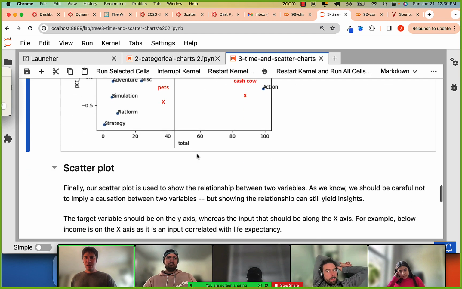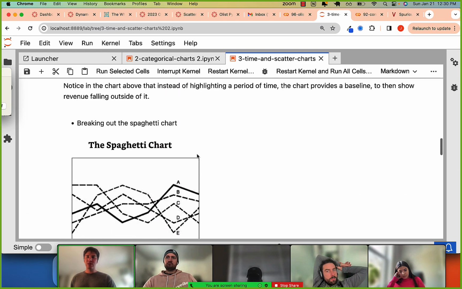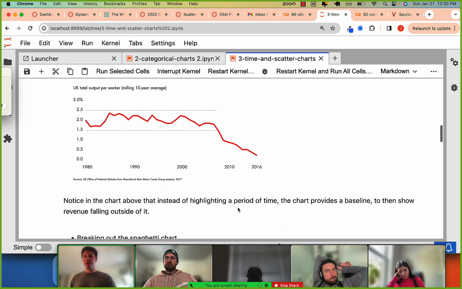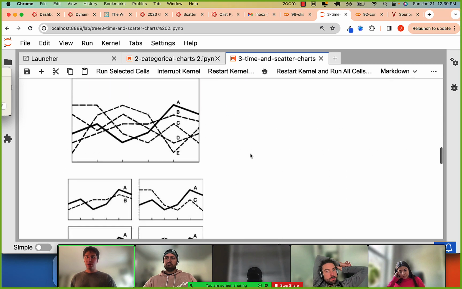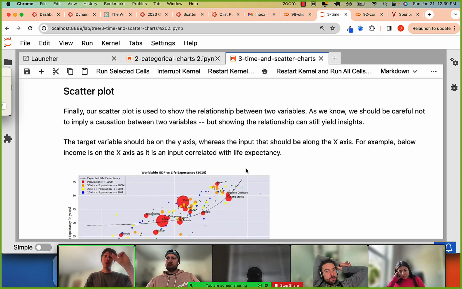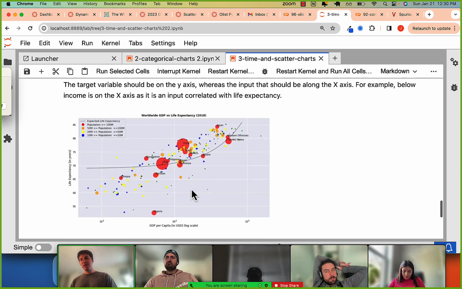So we covered showing time, right? And that's showing sales over time or any kind of metric over time. And that's the line chart. The other thing is then the scatter chart. This is showing correlations between data. Okay, so here the target's always on the y-axis.